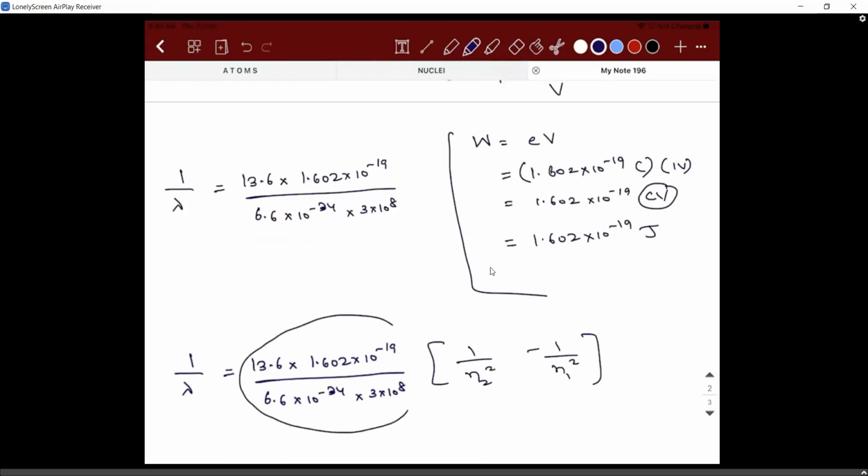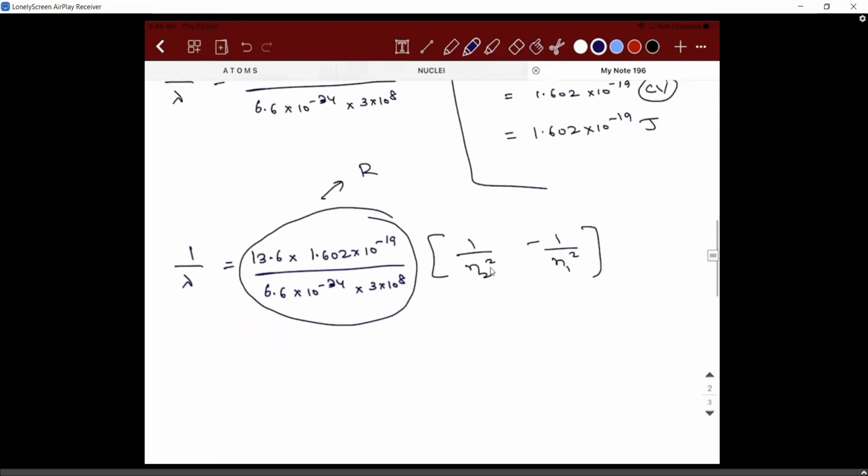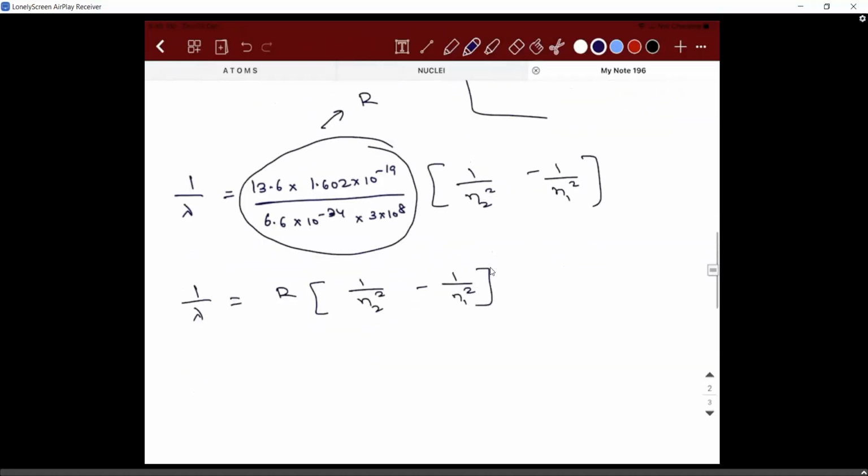This whole value is what is called the Rydberg constant. Okay. So 1 by lambda will be equal to R into 1 by n2 square minus 1 by n1 square. And the value of this Rydberg constant is 1.09 into 10 power 7 meter inverse. It is for the hydrogen atom. Is it clear?